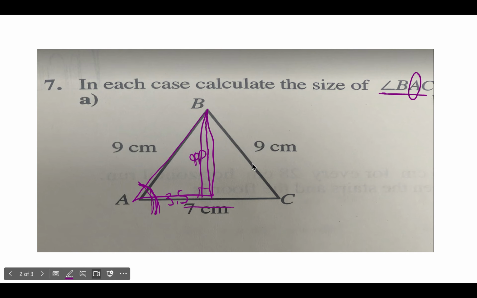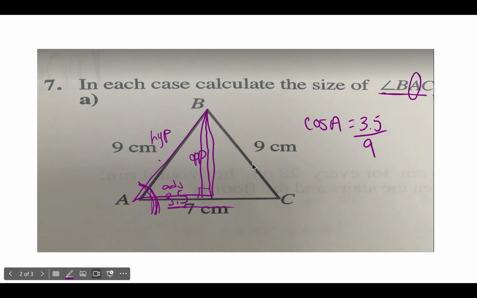Now, if I want this angle here, I can label my sides. I have opposite, across from the angle. My hypotenuse is across from my right angle, and my adjacent side is beside the angle. I want to set up a ratio with the two sides I have, which is adjacent and hypotenuse. So that would be cosine. So cosine of my angle A equals adjacent, which is 3.5, over my hypotenuse, which is 9.